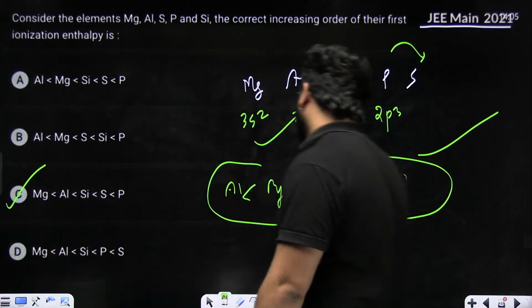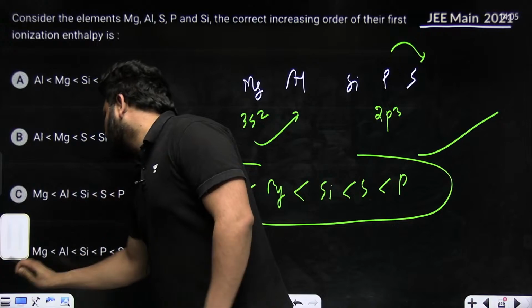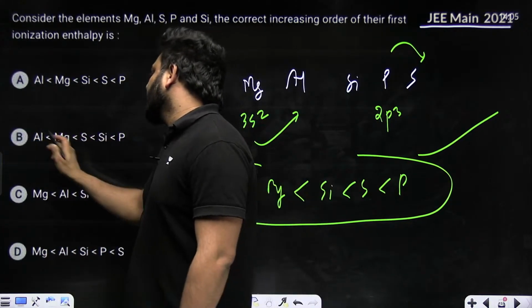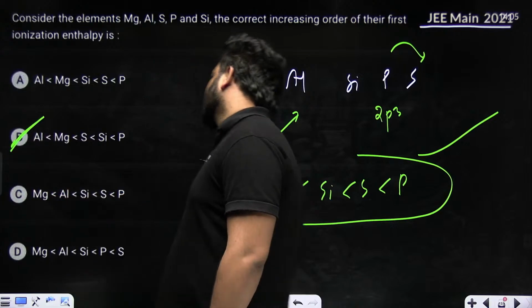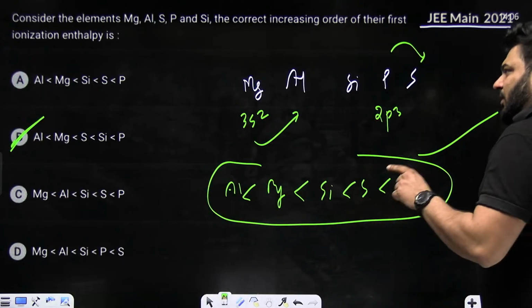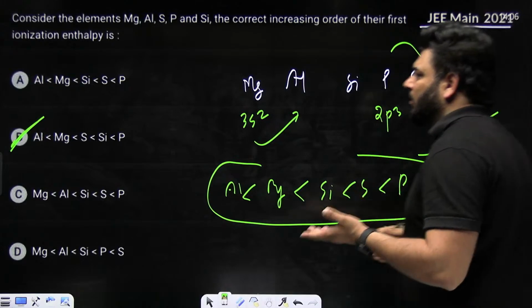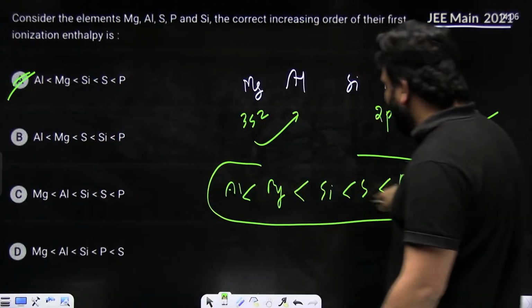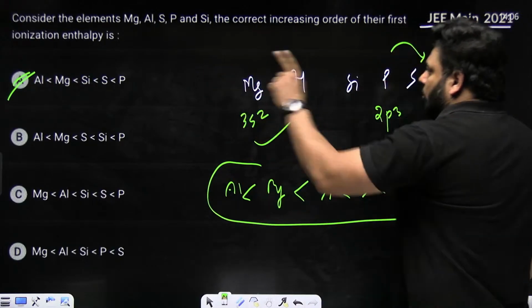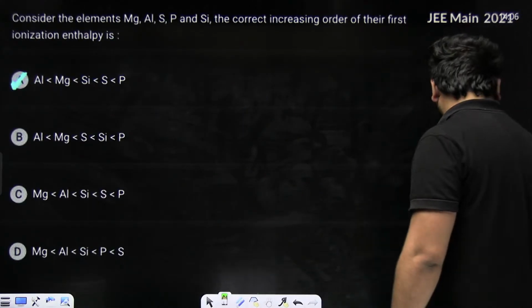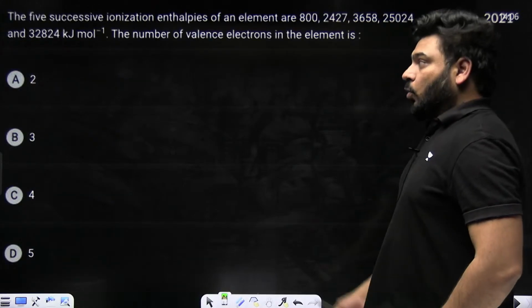Let me check the options: P, S, Si, Mg, Al. Oh, sorry, this is correct. What I have made is correct, but just try to be even more focused when you pick the options, okay? Otherwise, you will suffer. Well, we have the next question.